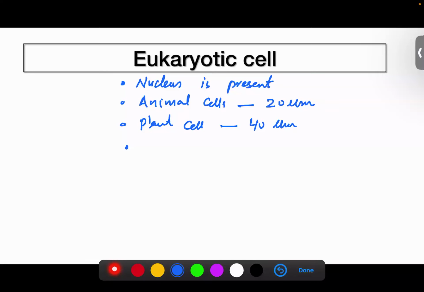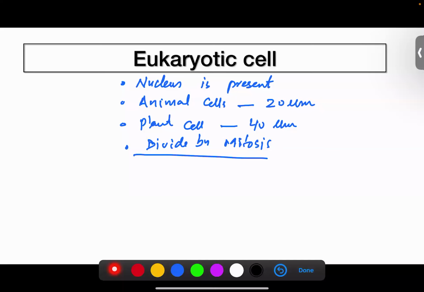They divide by binary fission. Sorry, they divide by mitosis during growth or asexual reproduction, whereas they divide by meiosis during gamete formation. At this point, we will not discuss meiosis. Meiosis is an A2 syllabus, so we'll discuss it in A2. Then there are two examples in our syllabus. We have animal cells and plant cells.